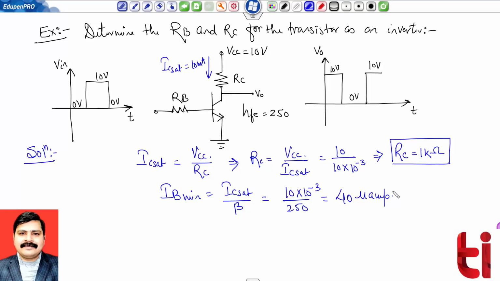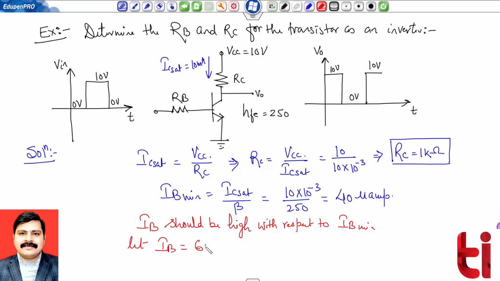So my IB should be sufficiently high with respect to this IB minimum. Let IB be equal to 60 microampere. I'm considering that my IB is 60 microampere, so accordingly I can find the value of RB.